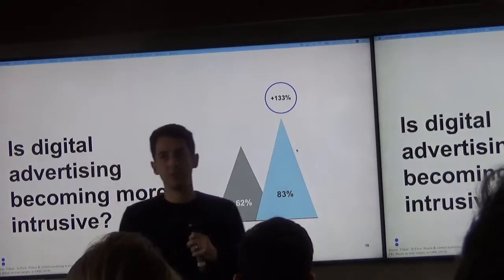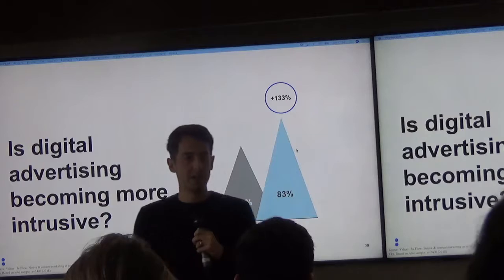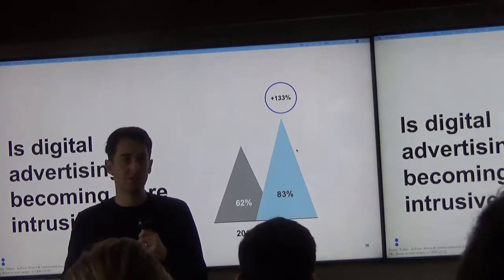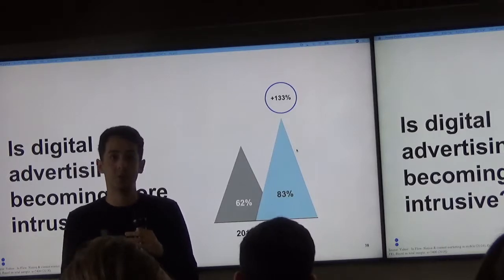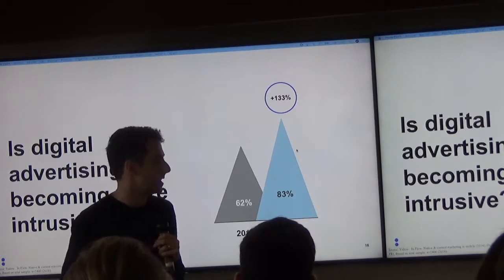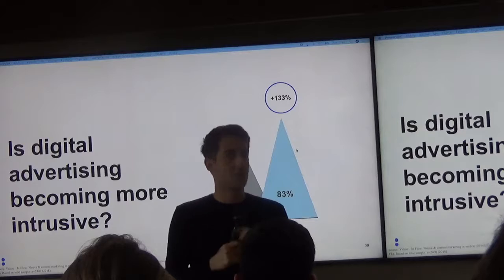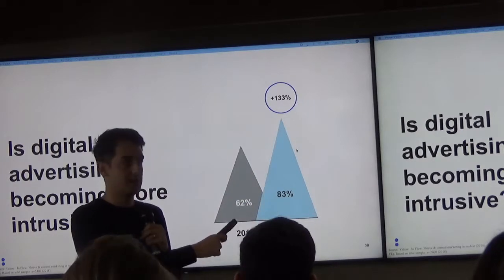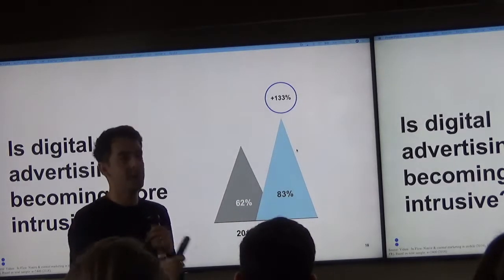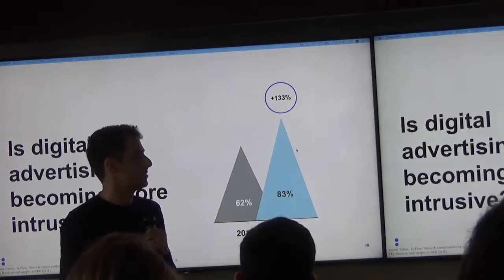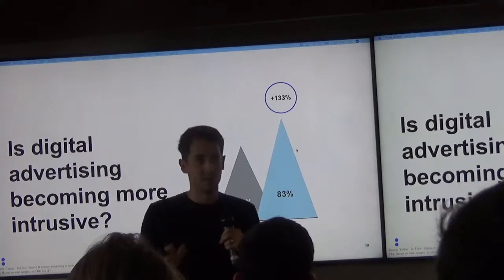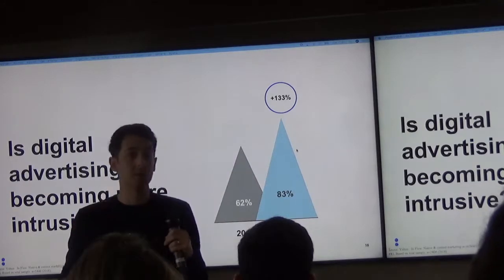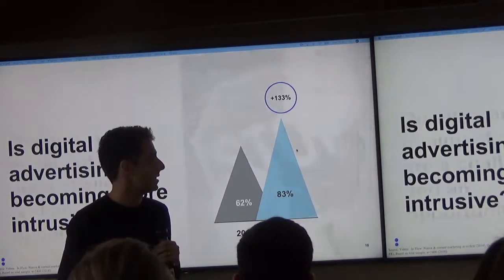But one thing that we've noticed, at Oath we do a lot of research. We survey our users, we survey our advertisers, we survey the publishers to really understand their views of the advertising industry. And one thing that's very concerning has come up is that between 2014 and 2018, there is a big growth in this question: is digital advertising becoming more intrusive? Now this causes us some concern. It's a little bit worrying for the whole industry, not just for Oath.